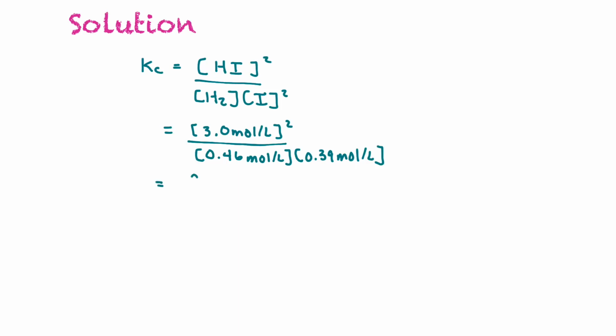So that's going to equal 9.00 moles per liter squared divided by 0.1794 moles per liter squared, both of those. So that's going to equal 50. So our equilibrium constant is 50. If we go back to talking about the magnitude of K, it's bigger than 1, quite a bit bigger than 1. So that tells us that the reaction proceeds towards the product. So the products are favored in this equilibrium expression.